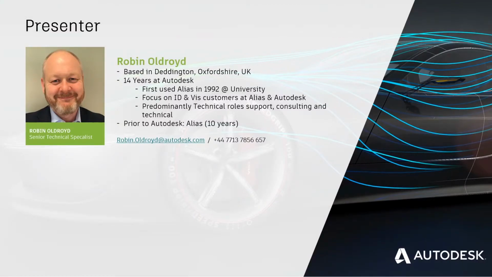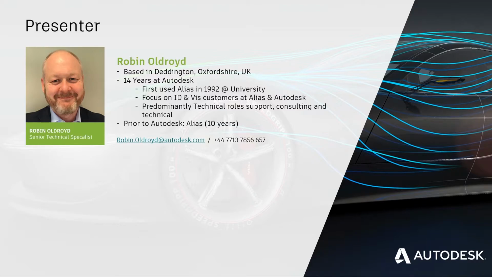So a quick introduction about myself. I'm Robin Oldroyd. I'm based in Dedington in Oxfordshire. I've been working for Autodesk now for 14 years, which is quite a surprise actually. It's come around quickly. And I started using Alias back in 1992 at Teesside University.